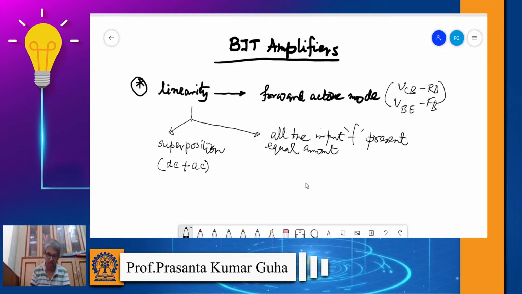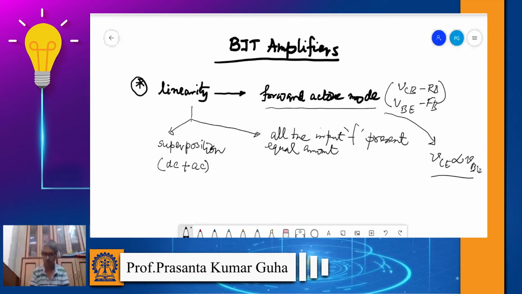Linearity is very important, and linearity will be ensured if we keep the BJT in the forward active mode, because we have seen the transfer characteristics, and we have seen that in the transfer characteristics the V out, that is VCE, is proportional to VBE. That is what we have seen, right?